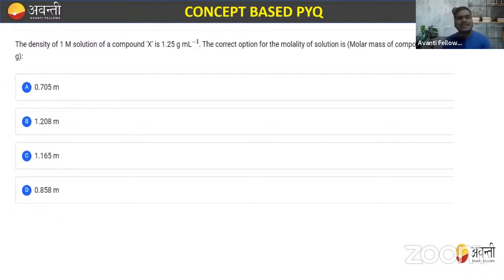That is, the density of the 1 molar solution of compound X is this. Now the correct option for the molality of the solution. So here density is given. So this is very much similar to the question we did before, right? Because the density of the one molar solution is given, and you need to calculate the molality of the solution. And molar mass of the compound is also given, that is 85 gram. ठीक है? So how will you calculate? Can anyone tell me the answer for this?